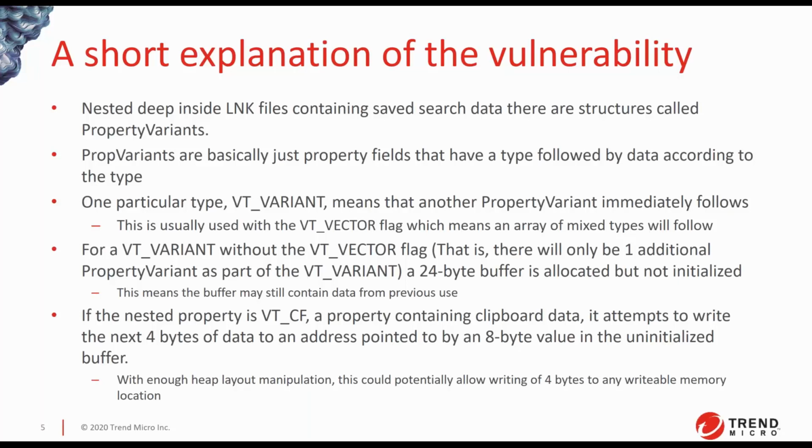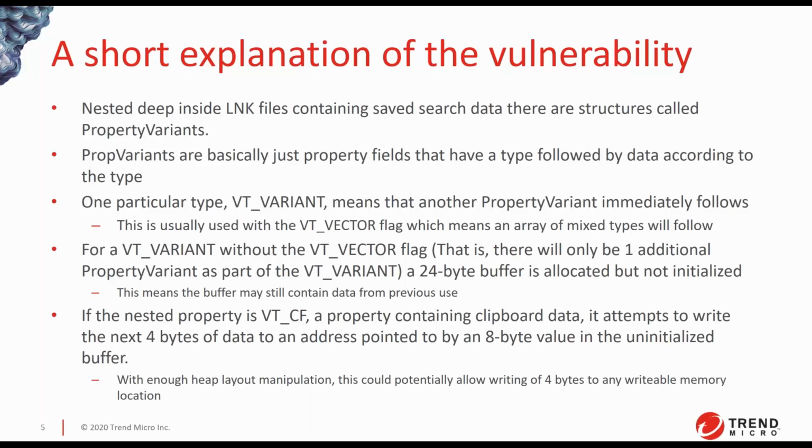One particular type, VT_VARIANT, means that another prop variant immediately follows it. This particular type is usually used in conjunction with a flag called VT_VECTOR, which basically just means that it's going to be an array of that particular property variant. And in this case, it means basically an array of mixed types.